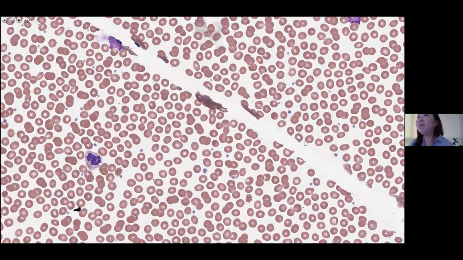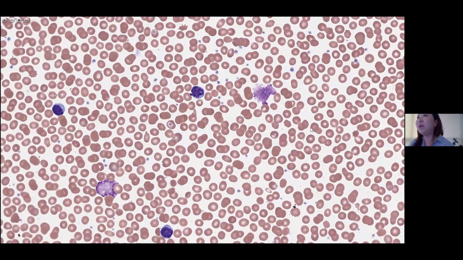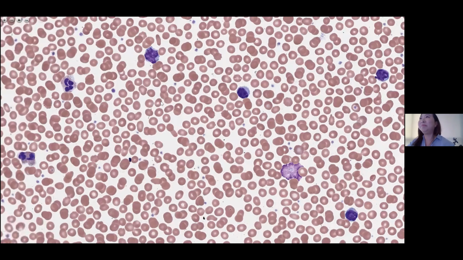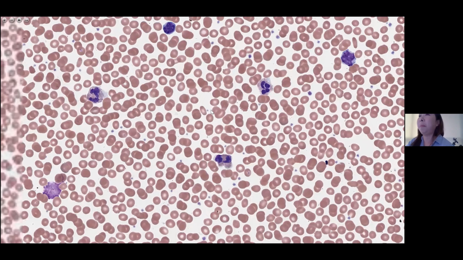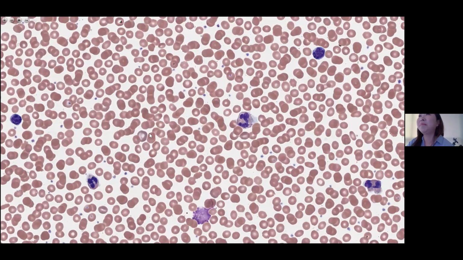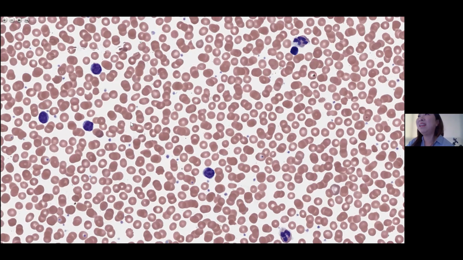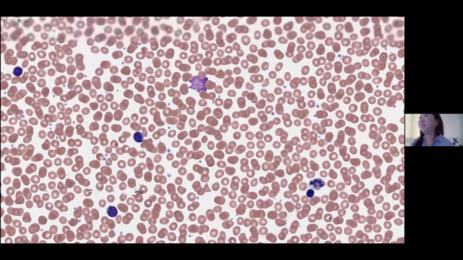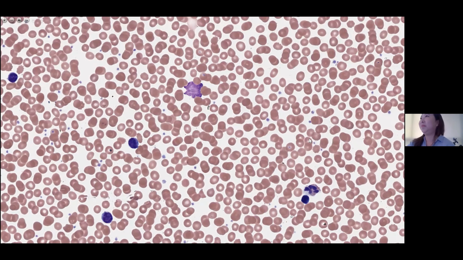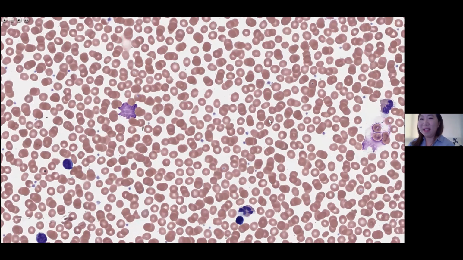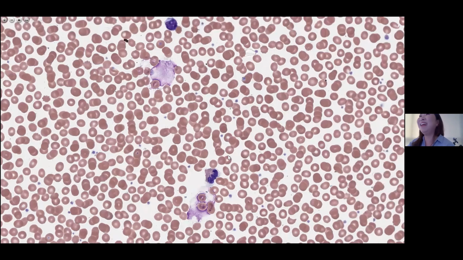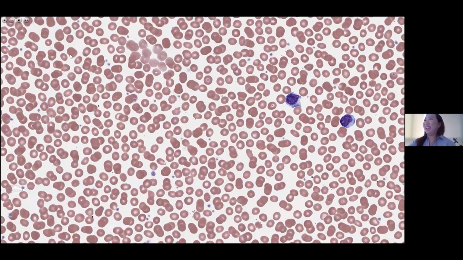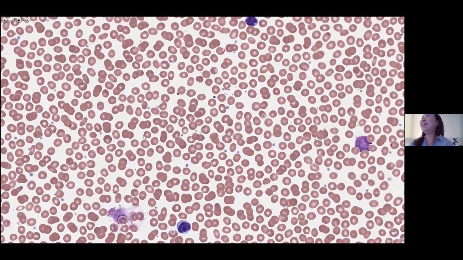So does anybody want to take a guess on what the diagnosis is in this patient? I think people have already given the diagnosis. There you go. The vast majority of people are thinking that this could be CLL, or chronic lymphocytic leukemia. Very good. All right. You guys are on a roll here.